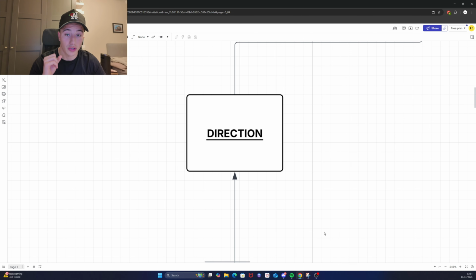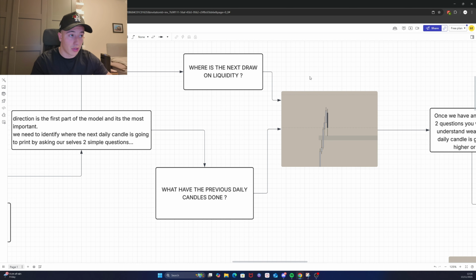If it works for you, it works for you, but that doesn't work for me. I need to understand where the daily time frame is going, because everything on the lower time frame is following the higher time frames, okay? So we have to ask ourselves these two questions. Where is the next draw on liquidity, and what have the previous daily candles done?